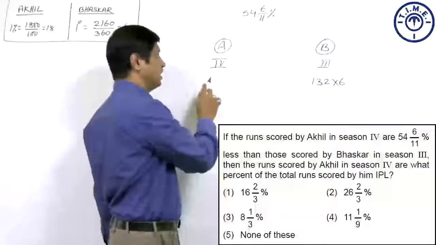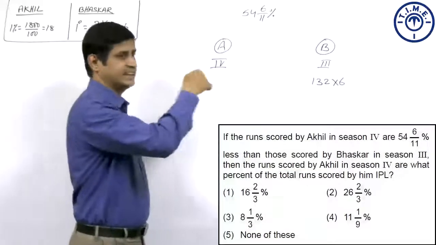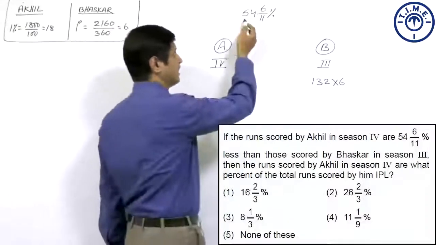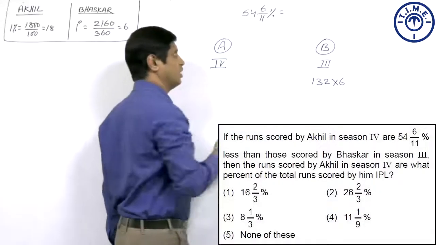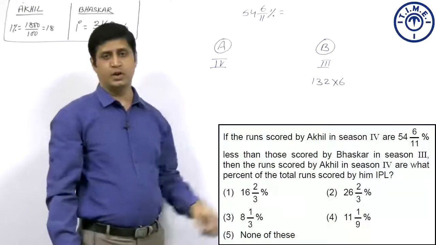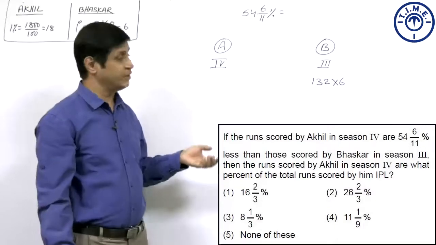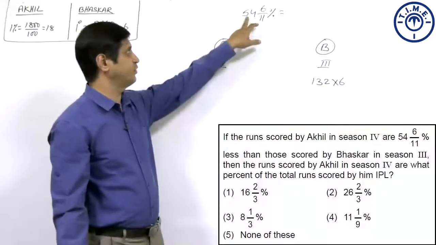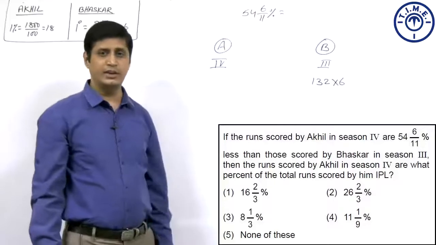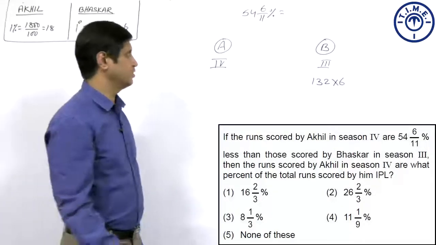But what about Akhil? Akhil scored 54 6/11% less than Bhaskar. So what is the equivalent fractional value of this 54 6/11? This is a multiple of 1/11. So what is the 1/11? It is 9 1/11. 9 1/11 into 6 results in 54 6/11.